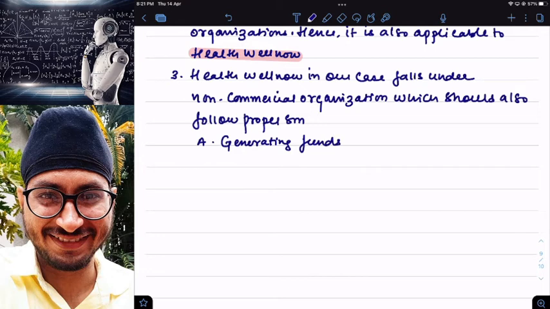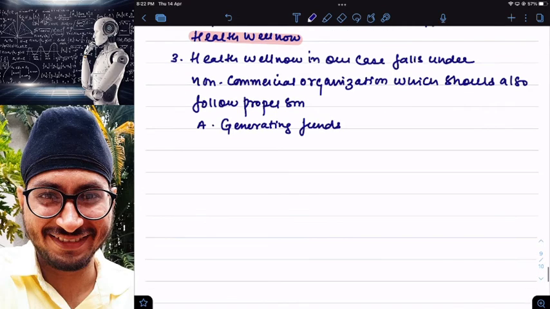You can write any examples. I am writing from my examples. You can use your own examples also. They can follow strategic management for generating funds, sir. They can also prepare a plan for meeting expenses. They have lots of expenses, right? They are conducting health camps. In health camps, multiple expenses will be there.